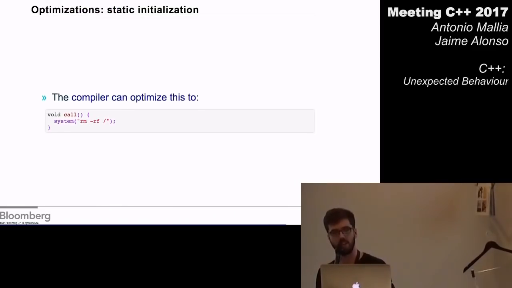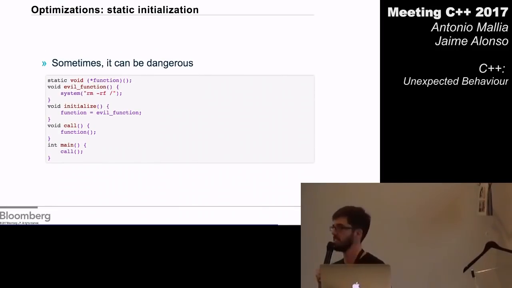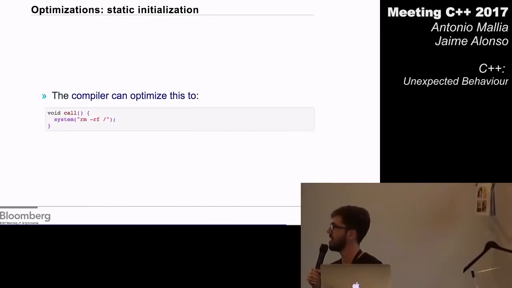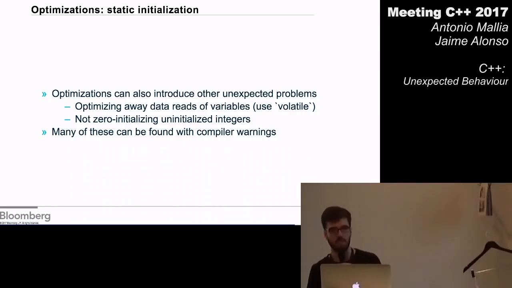But actually, the compiler can just optimize this to calling the evil function. Well, it can do this because calling a not initialized function pointer is undefined behavior. So this example may seem contrived, but actually a more complex version of this was found in the Linux kernel. So we have to be careful about how optimizations can introduce unexpected problems. As we know, it can optimize away reads of variables. If the compiler determines that between 2 consecutive reads that variable's value does not change, it can optimize away that data read. So we can use volatile to prevent this. And it may also not zero initialize integers depending on the optimization levels.